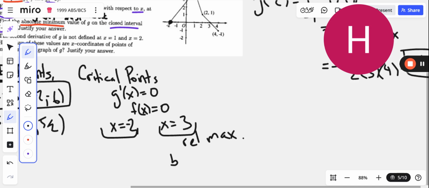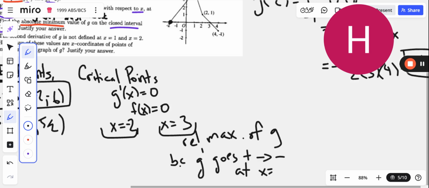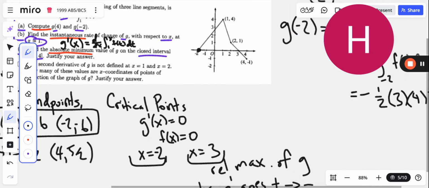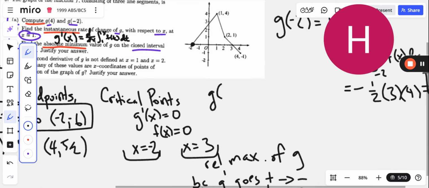And that's because G prime, which is just f of x, goes from positive to negative at x equals 3. So that's going to be a relative maximum of G. We don't even really have to calculate it. I'll do it really quickly just because it's a really easy definition.